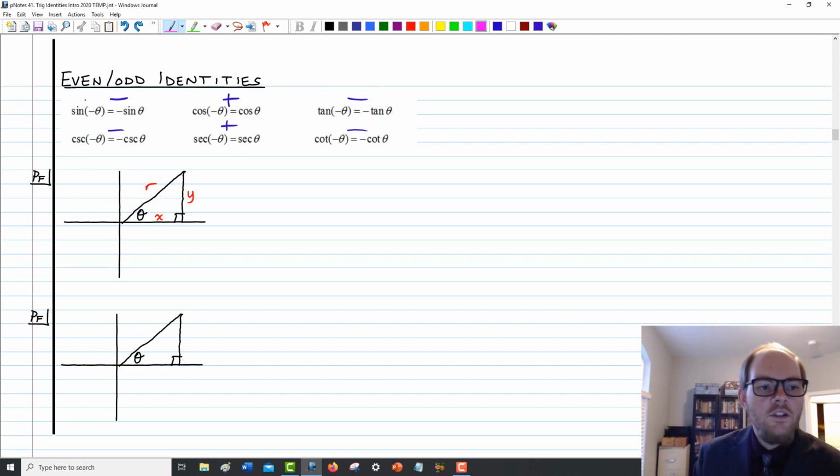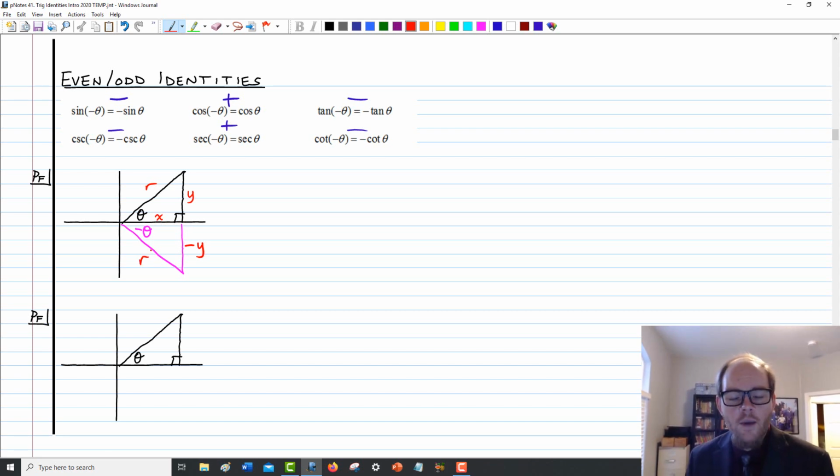Now, our question has to do with these identities that feature things like sine of negative theta or cotangent of negative theta. So if that's theta, negative theta has to be right down here. I may have drawn that a little awkwardly. There we go. If that's theta up top, then this would be negative theta. As far as labeling the side lengths, x is the exact same length that it was before. Y, though, has flipped. The opposite side becomes negative y. And then r is the hypotenuse, which we always consider positive anyway.